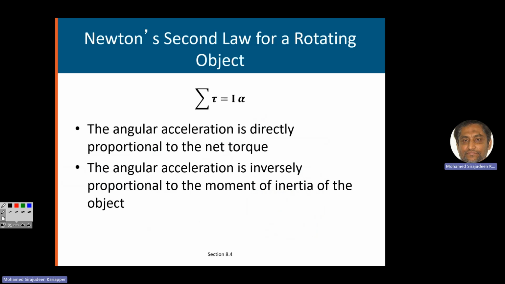Right, now I am writing Newton's second law again. Net torque is equal to inertia multiplied by angular acceleration, Newton's second law for rotational motion. So you can see angular acceleration is directly proportional to the net torque, and inversely proportional to the moment of inertia of the object. One thing you need to know when you apply this: the torque has to be taken around a certain point, and the I should be about the same point. They should match. If the point is A, inertia should also be about the point A. So they should match on both sides.